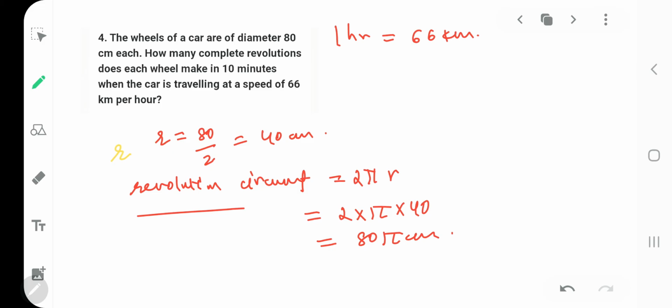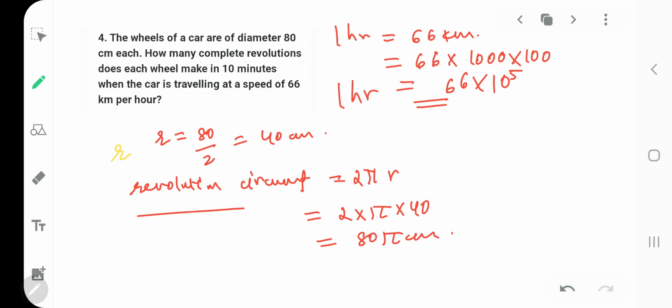Okay, so we want to convert kilometers into centimeters. Shall we go for that? So we'll go for kilometer conversion. 66 kilometer into centimeter. First I will convert into meters and then centimeters, something like this. So that will be 66 into 10 raised to 5. Shall we put it like this? Okay. So in 1 hour this much distance is covered in centimeter. So this is 1 hour distance, 1 hour and 66 into 10 raised to 5.